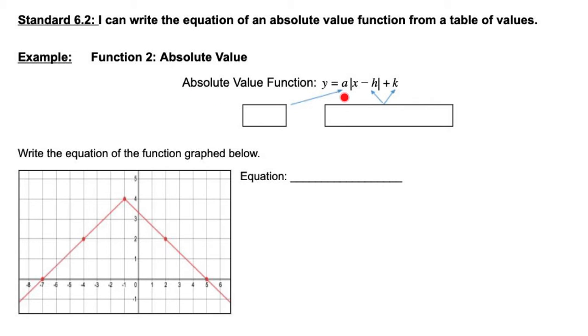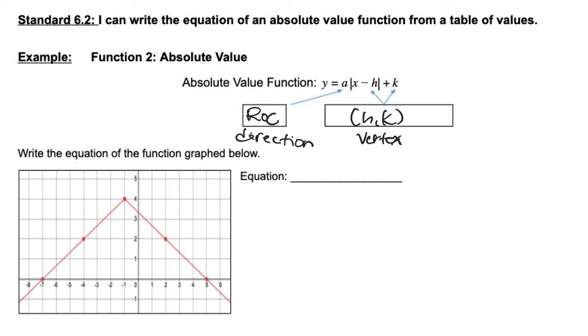is y equals a times the absolute value of x minus h plus k, noting that the a value is the direction and the rate of change. So this is related to the rate of change and also the direction. And h, k is our vertex.